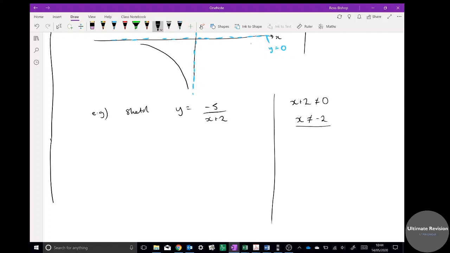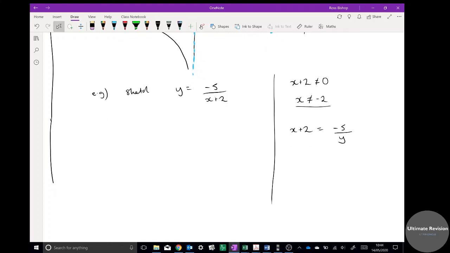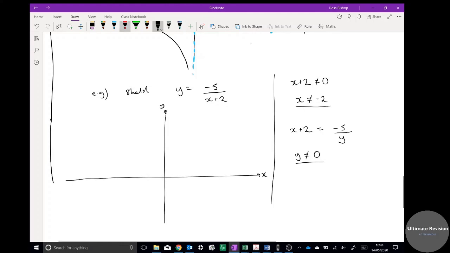Now if I rearrange this equation, I get x plus 2 equals minus 5 over y. Again, I can't divide by 0, so y cannot equal 0 either. That's where I get the asymptotes, so always start with the asymptotes. I'm going to put the asymptotes on. X cannot be minus 2, that's this line here. That's going to be my x asymptote, x equals minus 2. The y asymptote is the same, I'm going to draw that in there.